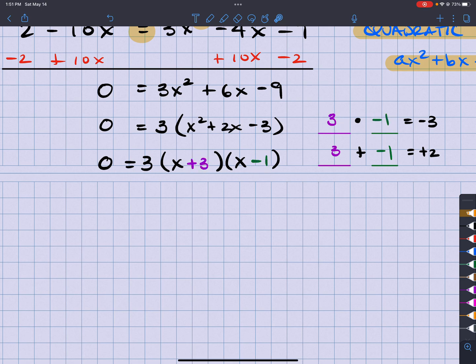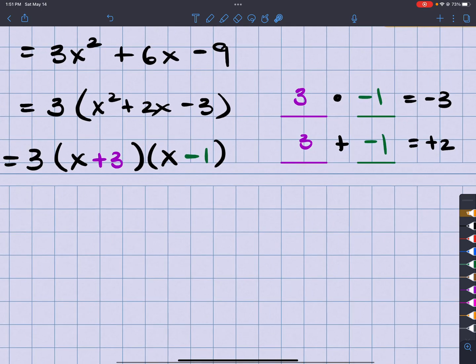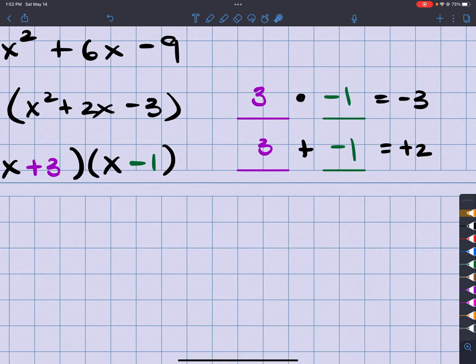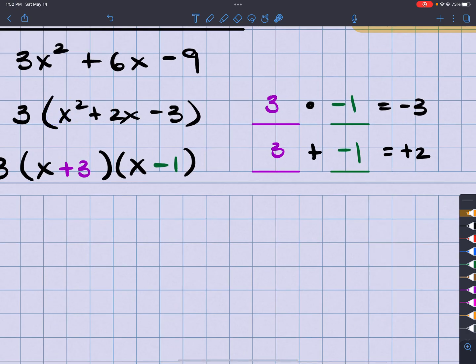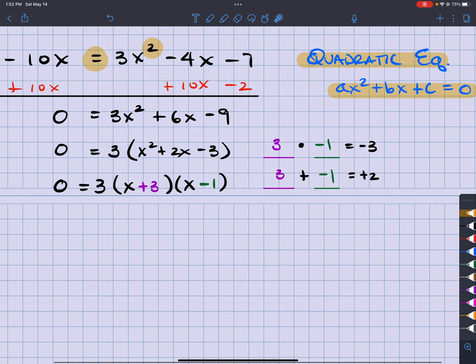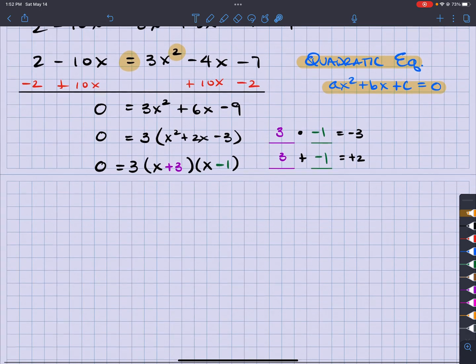So hopefully you guys see that this positive 3 came from here, this negative 1 came from here. Now, be warned, this is only happening because after the GCF was taken out, my A is now a 1. That's the reason why I can do this. If A wasn't equal to 1, I would not be able to do this whatsoever. I would have to go through the AC method in order to get anywhere.